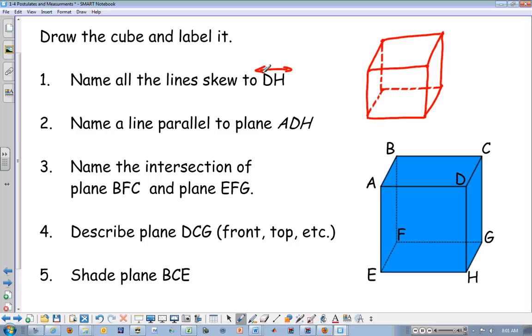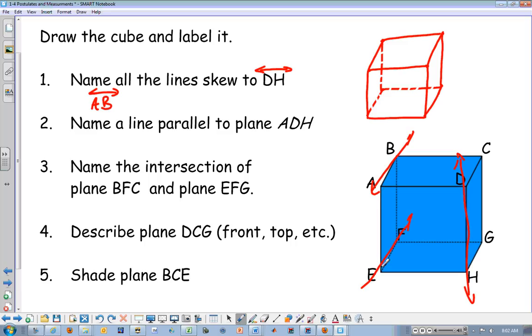So what do we got? We got DH, this thing going up and down here. Whoa, can't draw very well. Let's try that again. A little better. Okay, give me another line that's skew to it. Yes, AB is skew to it. Very good. Throw another one out there, someone. FE? Okay, good. So AB is kind of going front to back there. FE is skew to DH.